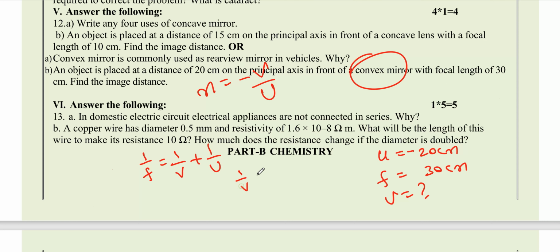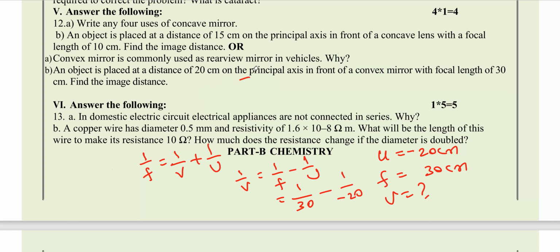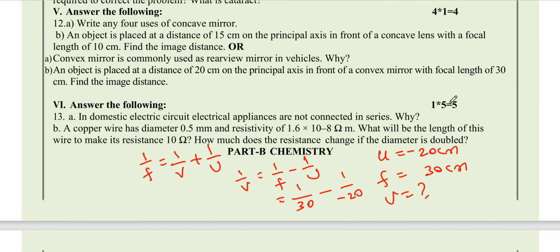1 by v is equal to 1 by f minus 1 by u. 1 by f is 30, minus 1 by u is minus 20. Correct? Then minus into minus is plus. Very good. Then 1 by 30 plus 1 by 20, because minus into minus is plus.